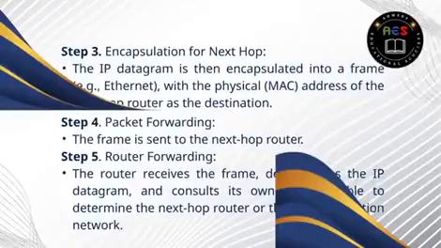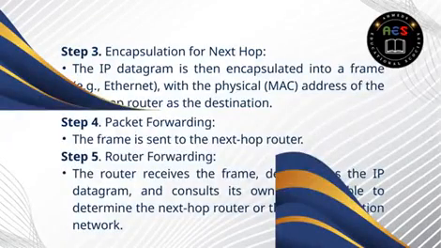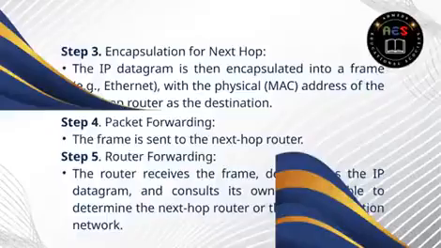Now let's look at what happens in step 3, which is encapsulation for the next hop. At this point, the IP datagram is wrapped inside a frame, such as an Ethernet frame. The key here is that the frame's destination address is the MAC address of the next hop router. This step is crucial because it prepares the packet for physical transmission over the network link.